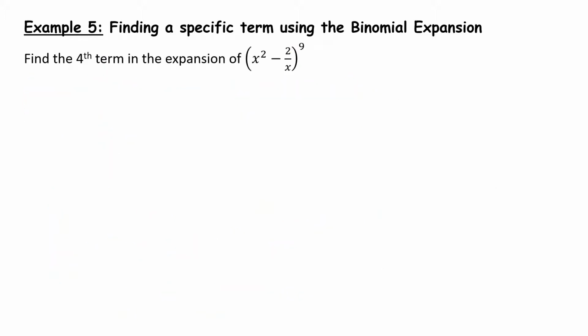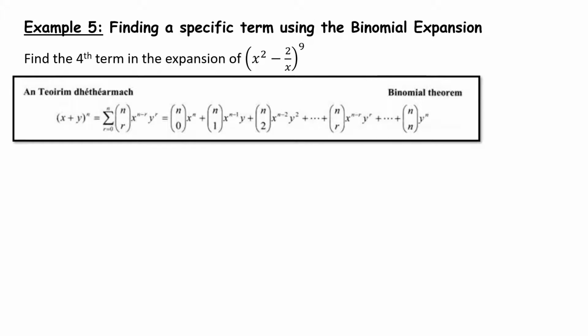Okay, so now that hopefully we understand how to expand using the binomial theorem, we're going to move a step further and look for a specific term using this theorem. So find the fourth term in the expansion of x squared minus 2 over x to the power of 9. So I've just pulled up the binomial theorem from page 20. So we're going to look at what I've talked about a little bit earlier, which is the general term.